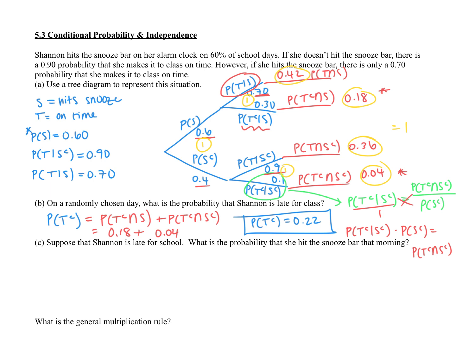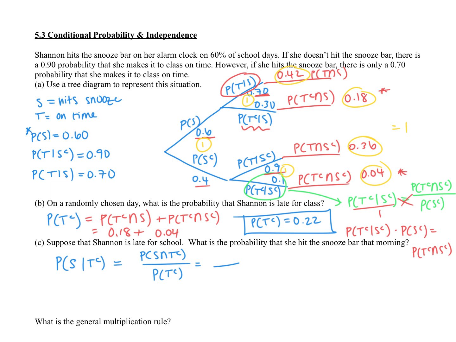Part C. Suppose that Shannon is late for school. What is the probability that she hit snooze? Okay, this is a conditional. Given she's not on time, what is the probability she hits snooze? Now, I would like to point out that S given T complement and T complement given S are different. This one is, she hits snooze, given she's late. So this is a conditional. Now we're just going to use the conditional formula. So this is the probability of S and T complement over the probability of T complement.